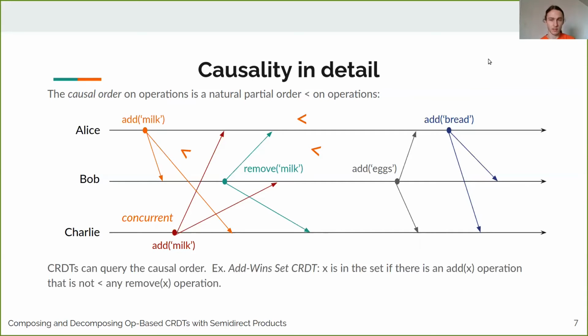Because this rule explicitly reasons about causality, there's no possibility of conflict. Even if people get operations in different orders, they'll come to the same result. And you can see in the example I have here, milk is going to stay on the shopping list according to this rule, because Charlie's add milk operation is not causally less than any remove milk operation.